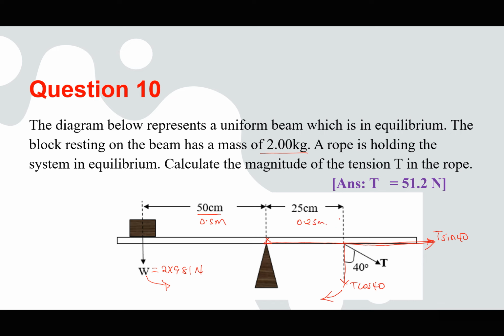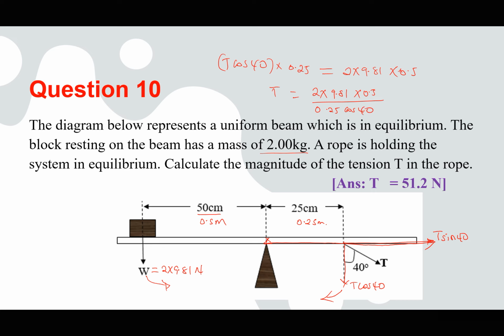So taking moments about the pivot, the sum of clockwise moments will be T cos of 40 times the perpendicular distance, which is 25, or 0.25 meters, should be equal to 2 times 9.81 times the perpendicular distance, which is 0.5. I'll just press my calculator. So this is 2 times 9.81 times 0.5 divided by 0.25 cos of 40.